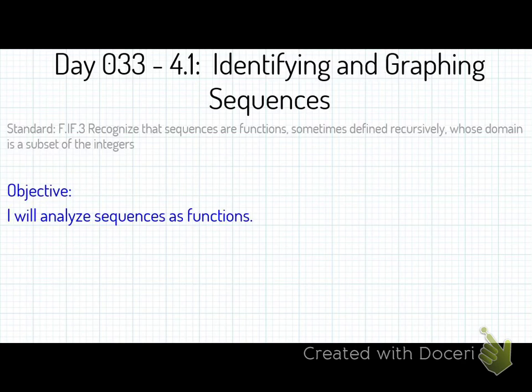Sometimes I find recursively, we're going to think about that conceptually today. We're not going to really talk about that a lot, but you'll see why, and whose domain is a subset of the integers.